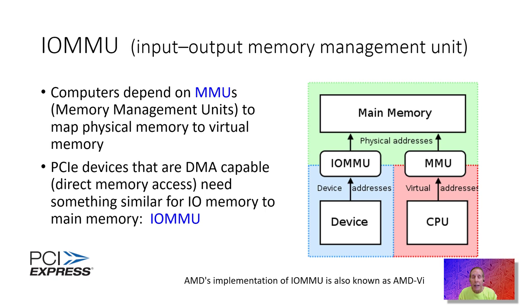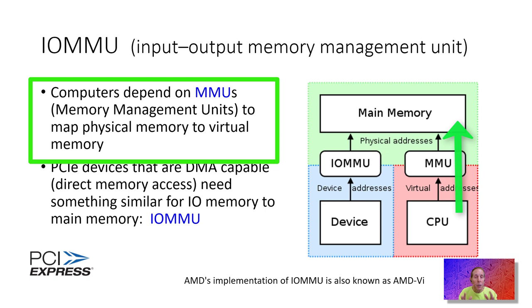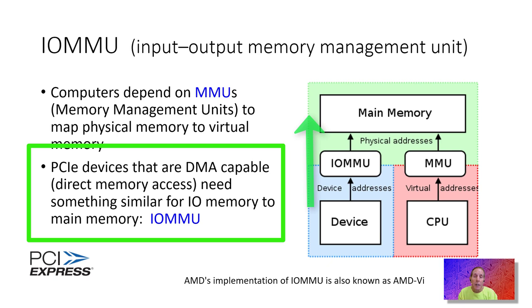MMUs are memory management units, and we've been using them in general purpose computers to map physical memory to virtual memory. So we've always had MMUs. But with PCI devices that are bringing in massive amounts of data, being able to bypass the CPU and access main memory is going to add performance. So now we're adding I/O MMUs, or input-output memory management units.